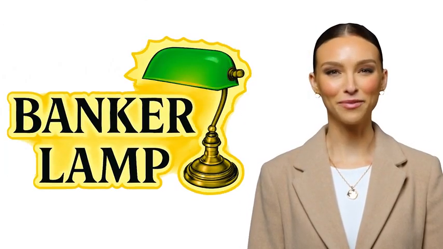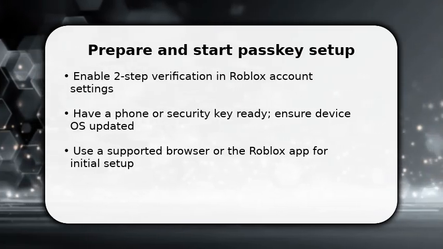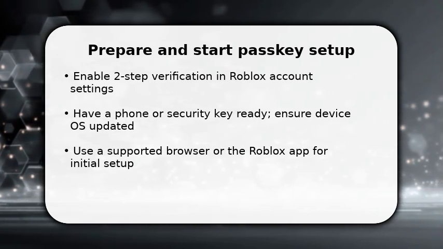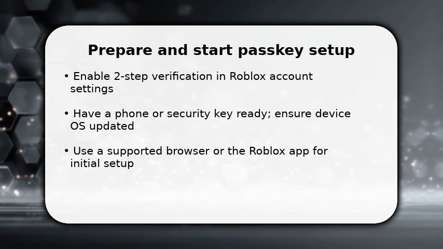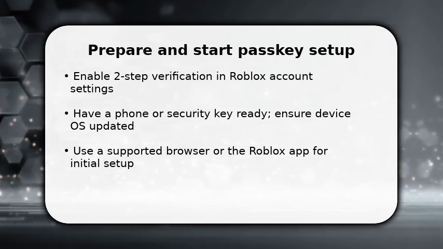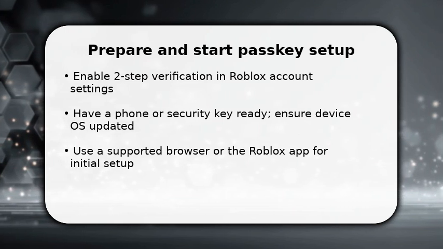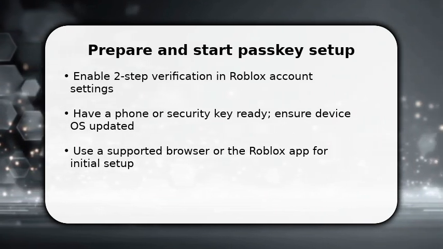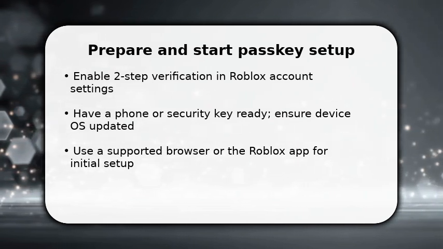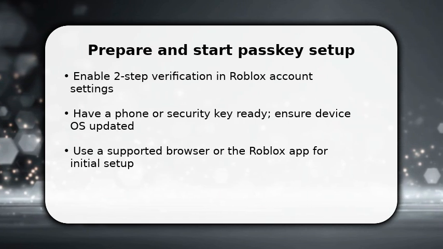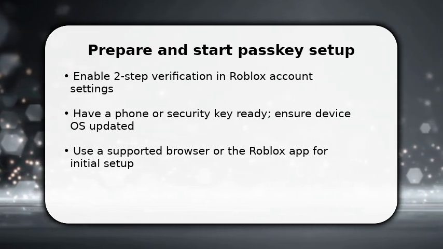Please enjoy the video. You begin by making sure your Roblox account already has two-step verification enabled. This is the foundation. Once done, open Account Settings and choose the Passkey option. You need a phone with a biometrics-capable OS or a FIDO2 security key. Make sure your browser or Roblox app is up to date so the device and site communicate smoothly.